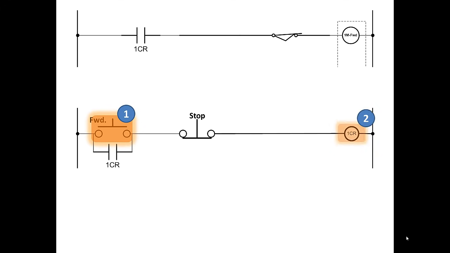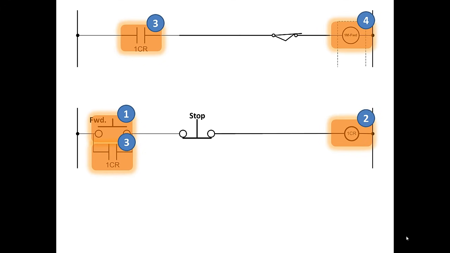You push the forward button, you energize one CR, the two normally open contacts for one CR, one of them provides current to the motor forward, the other bypasses the push button, so you can let go of the button and the motor will continue to run until it reaches the far up position.